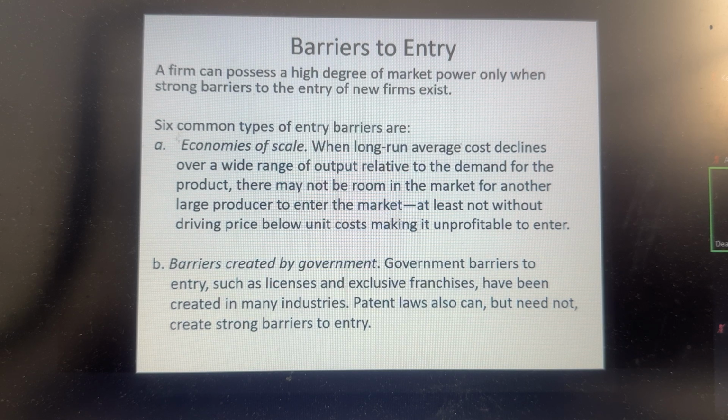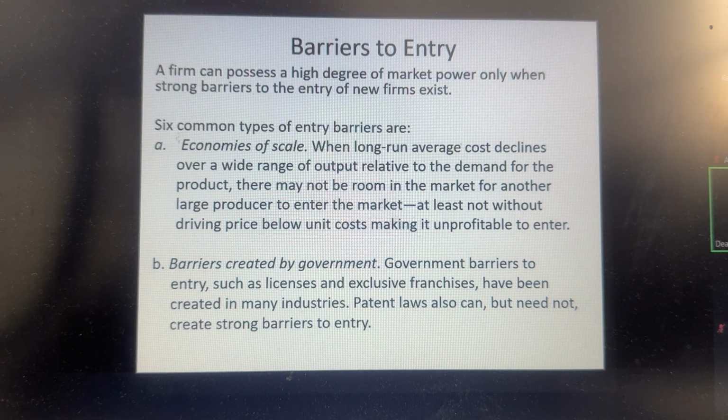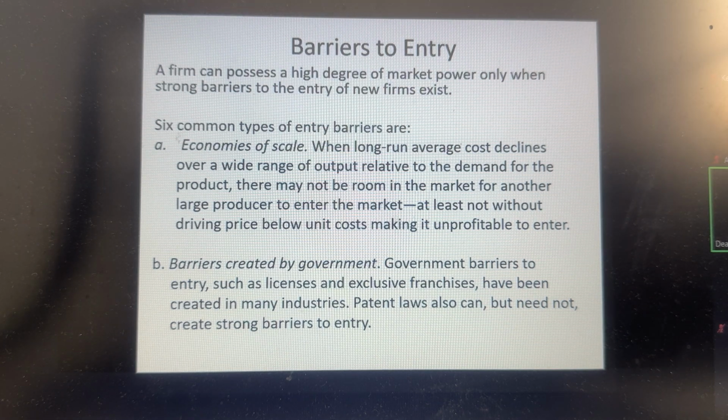There is no space for other firms to enter the market. So it is called economies of scale, experienced by the existing large firm. That's why new firms are not entering.